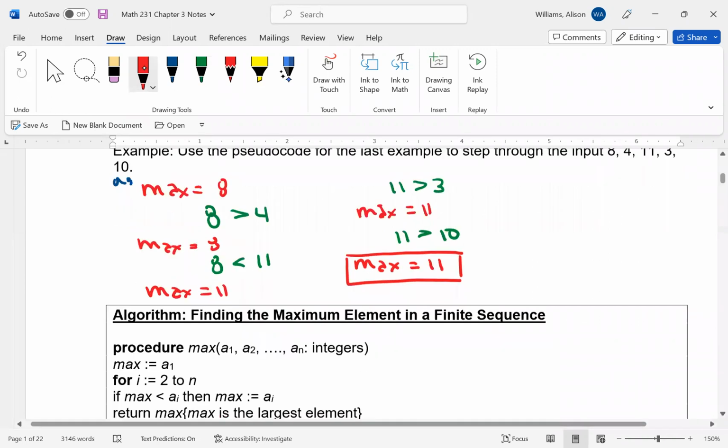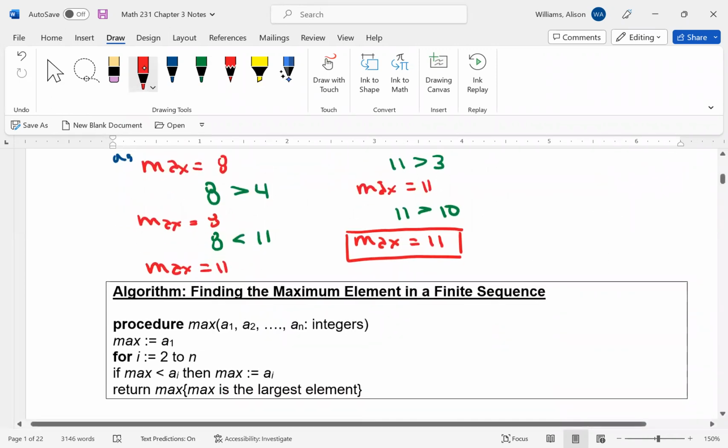This is the pseudocode written in coding format. They gave a list of the procedure, and they tell us our inputs are a sub 1, a sub 2, a sub 3, all the way down to a sub n, and they are all integers. Then they assign the max to be a sub 1, and then they say that they're creating a variable i. i is going to go from the numbers 2 to n.